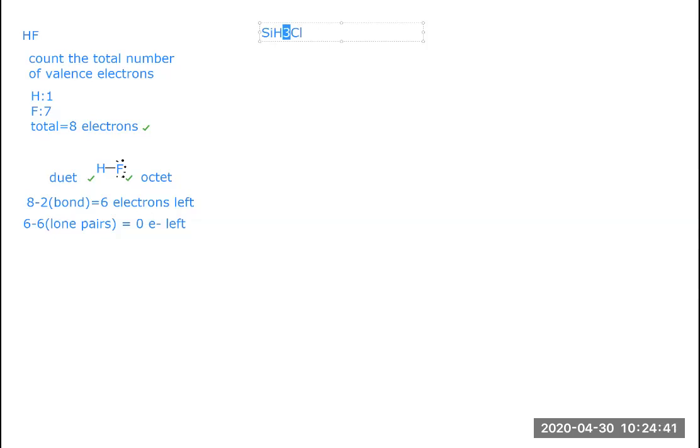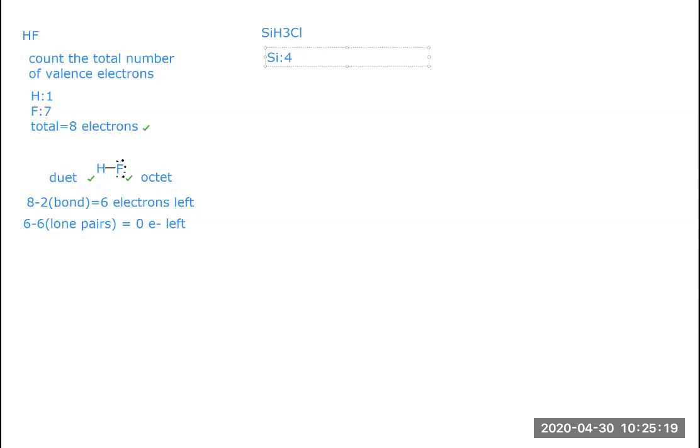Okay, so count the total number of valence electrons. So here, Si, can you tell me the number of valence electrons that silicon has? From the periodic table, look at the group number, and that tells you the number of valence electrons. So go ahead in the chat and tell me that. How many for silicon? Yes, it's 4 because it's like carbon, it's in group 4A.